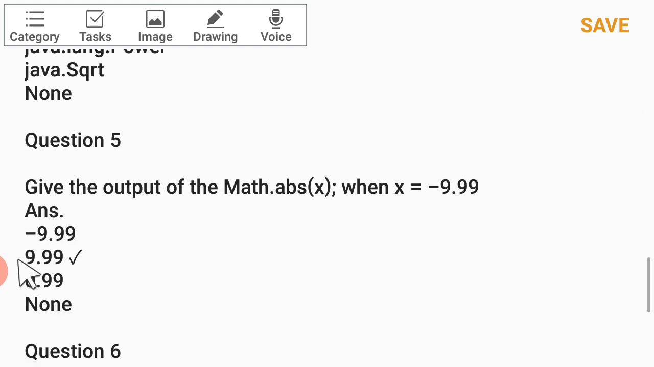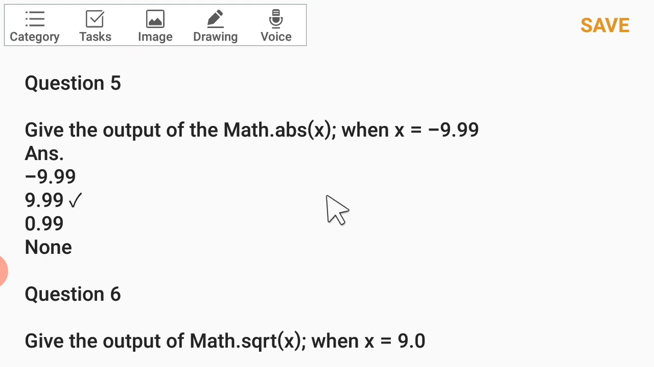After that, students, question number 5: give the output of Math.abs(x), for the absolute value, when x equals minus 9.99. All right students, very good. Now here, what absolute does is give us the absolute value, meaning the sign will be taken away, so minus will not be there. The answer will be the same, only the minus is not there, right? So 9.99 is the correct answer. This is not correct. 0.99 is absolutely wrong. None is not possible because the correct answer 9.99 is there.